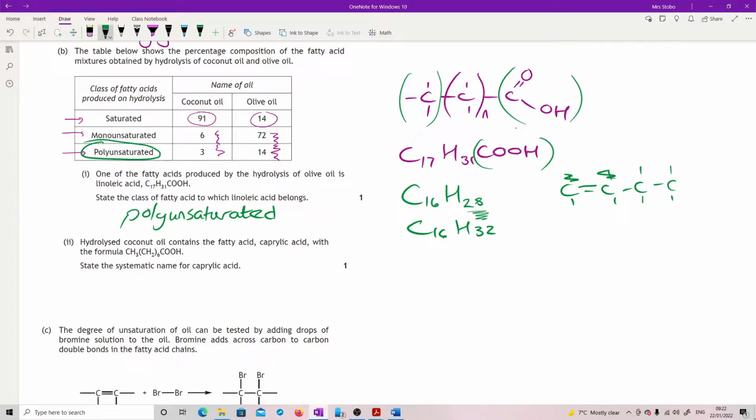It's quite a bit of work, and you do have to really understand the structure. Or your other option was you could have drawn the whole thing out, and if that was what you had to do, do that. Okay, hydrolyzed coconut oil contains the fatty acid caprylic acid with the formula CH3(CH2)6COOH. State the systematic name for this.